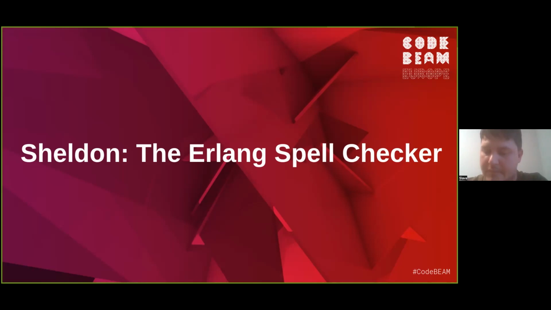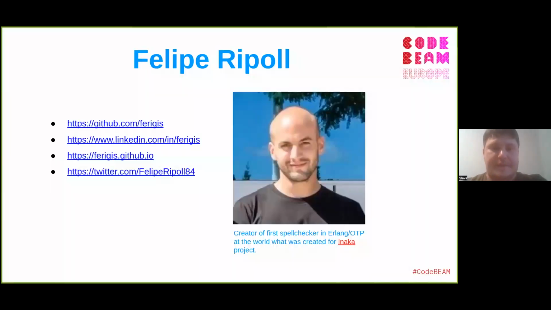He showed me that the Inaka project already had the Sheldon library, the Erlang spell checker. This spell checker was created by Felipe Ripoll. Basically, this is the first spell checker in Erlang in the world, created for the Inaka projects. You can also find him on social networks. He also has his own blog and is available on Twitter.